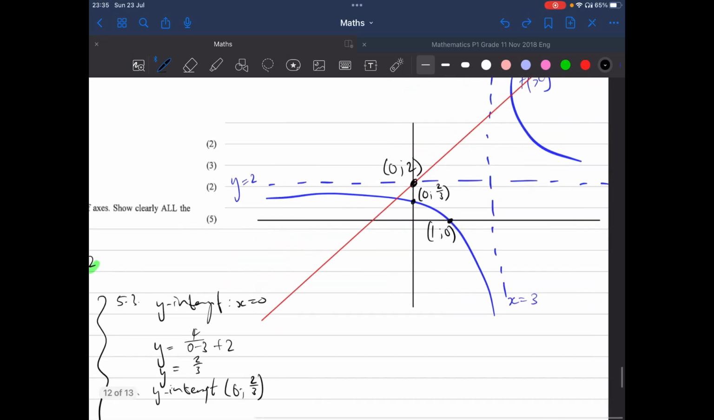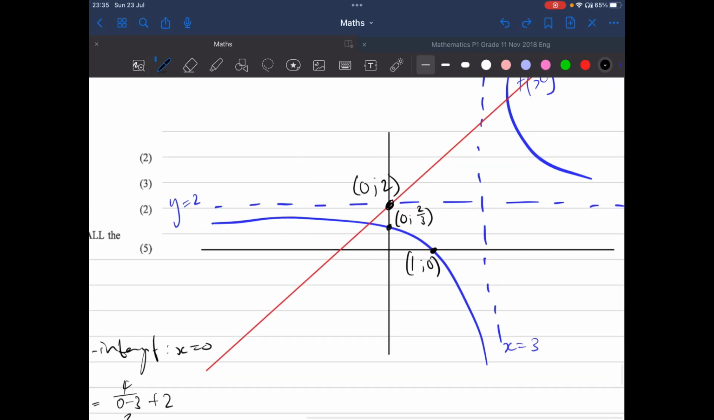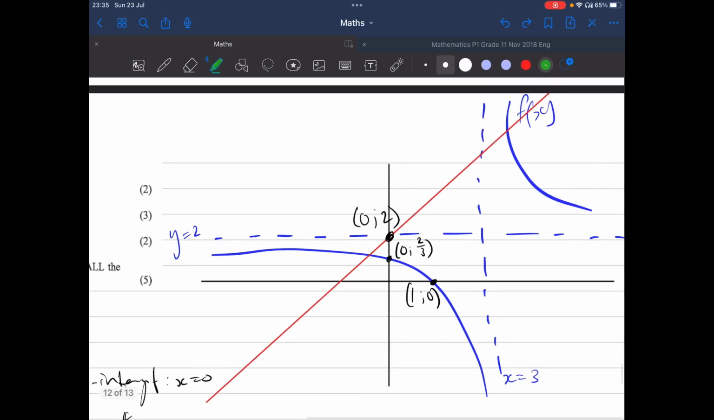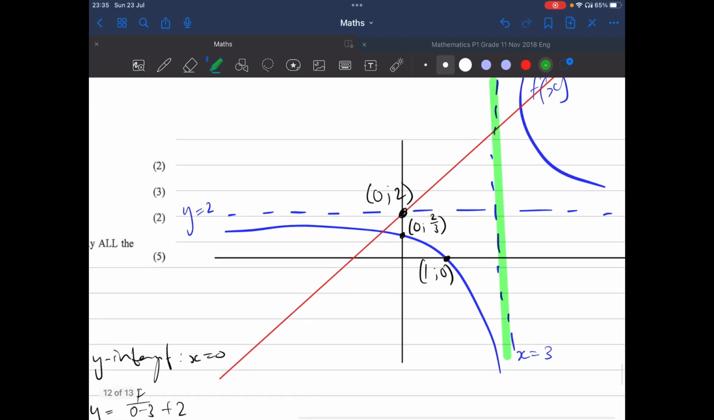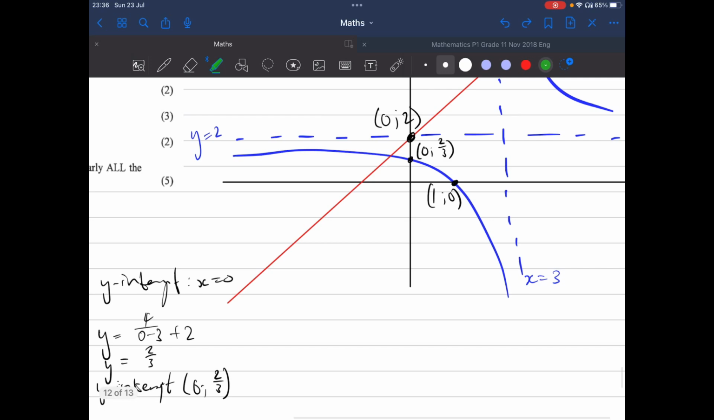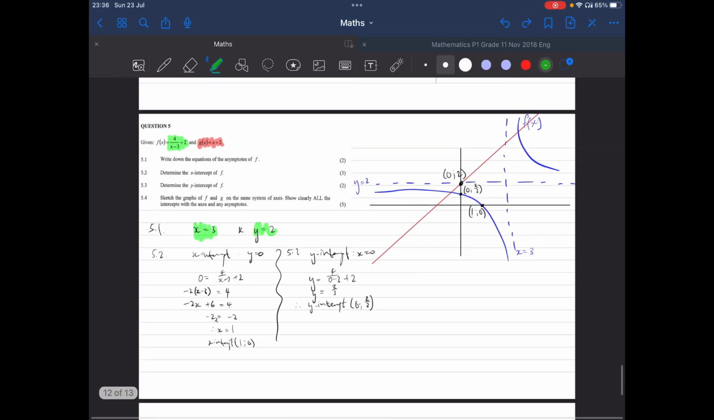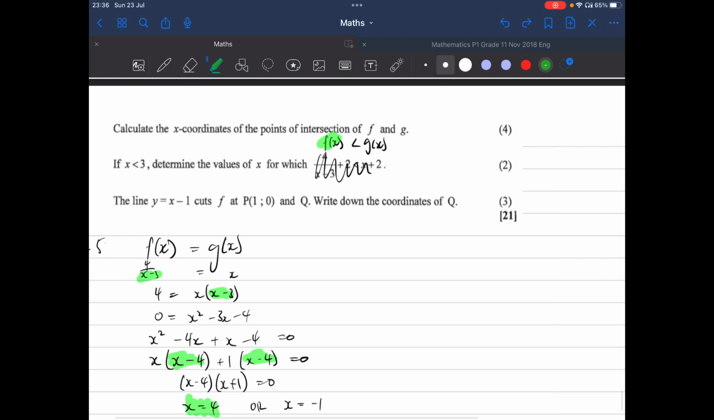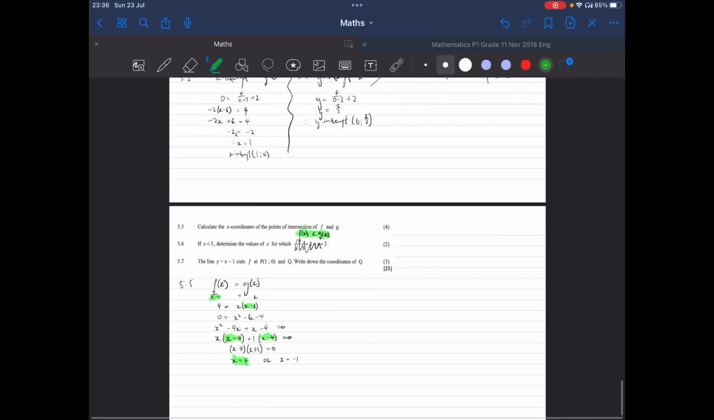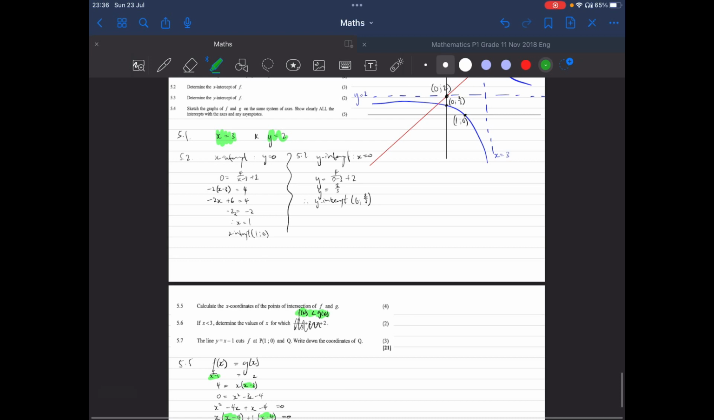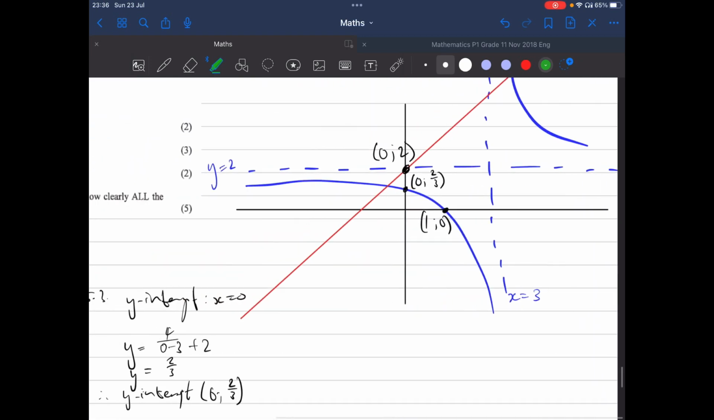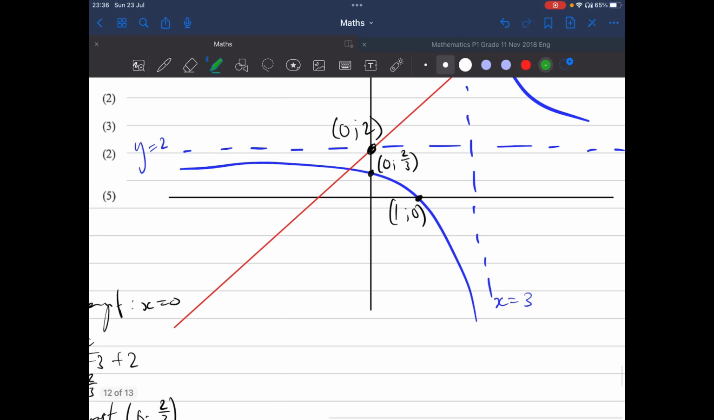So if we come back to our graph here on top, we're talking about all the values less than 3. Okay, so there's x equals 3. So we're going to consider everything before that, because they want less than 3. So if we look at our graph here, they're asking for the values of x where f of x is less than g of x. Okay, so f of x is our parabola, and it is less than the straight line than g of x from this point onwards, right?